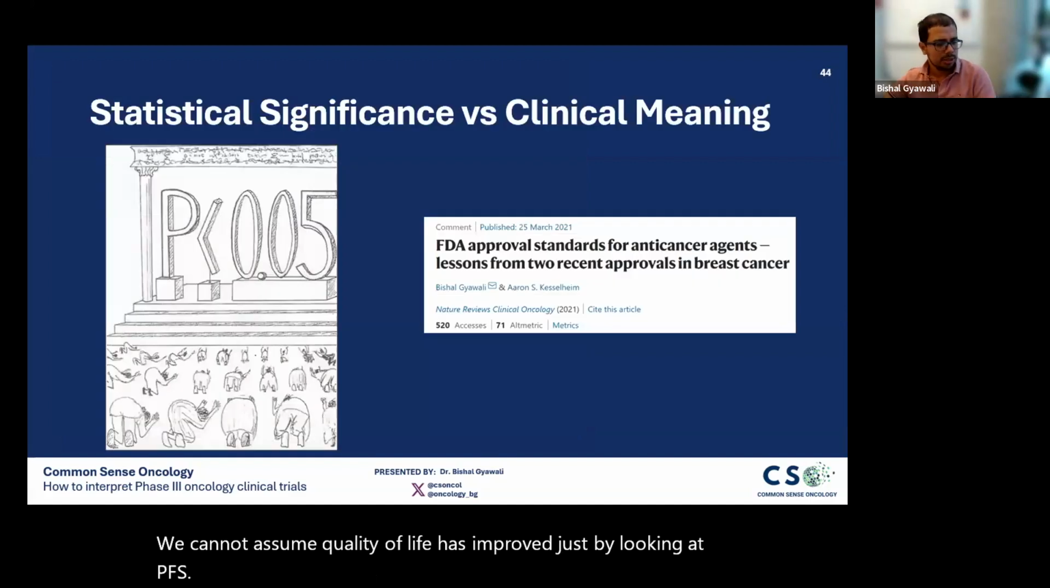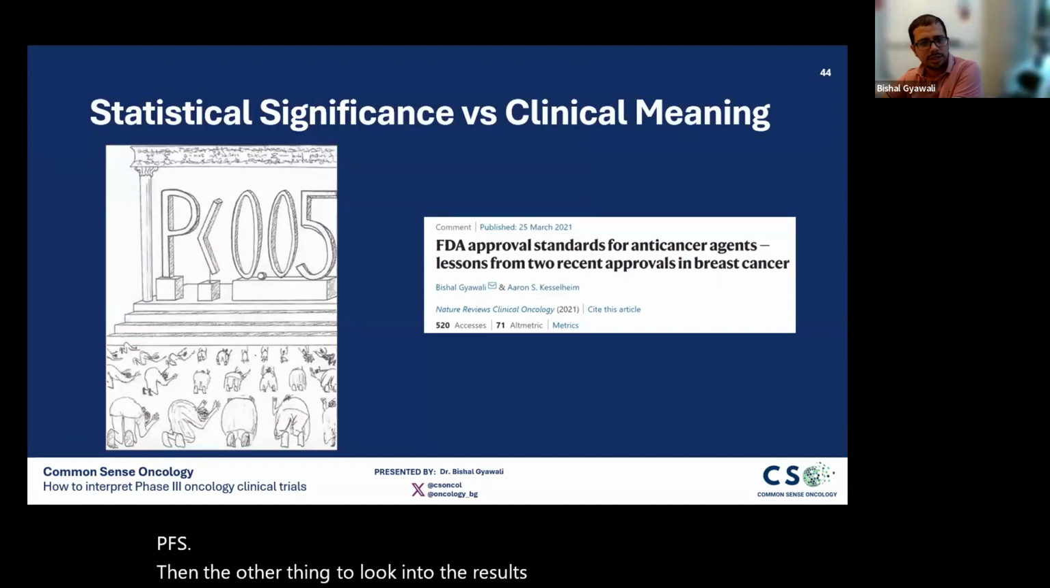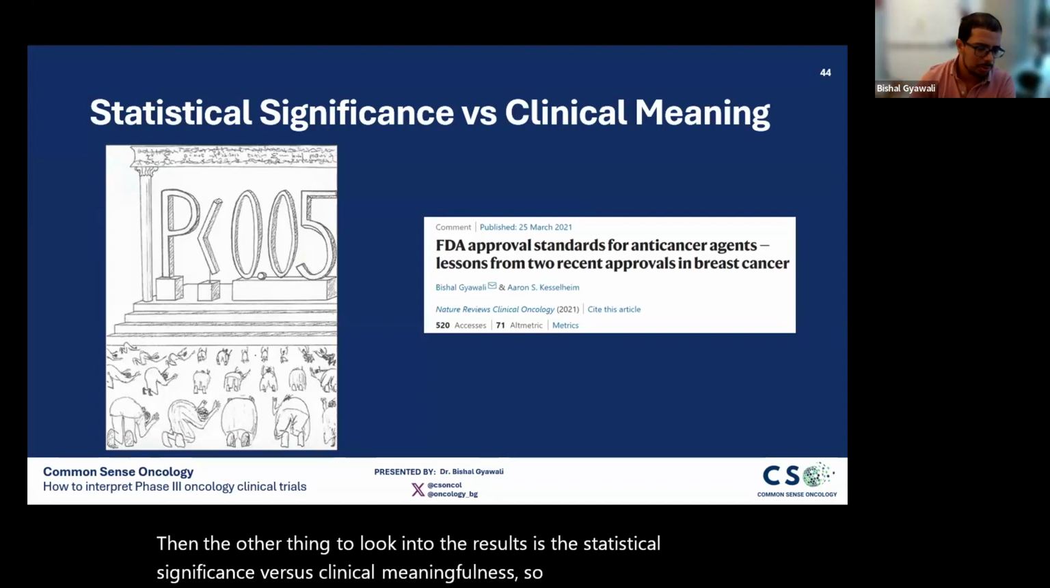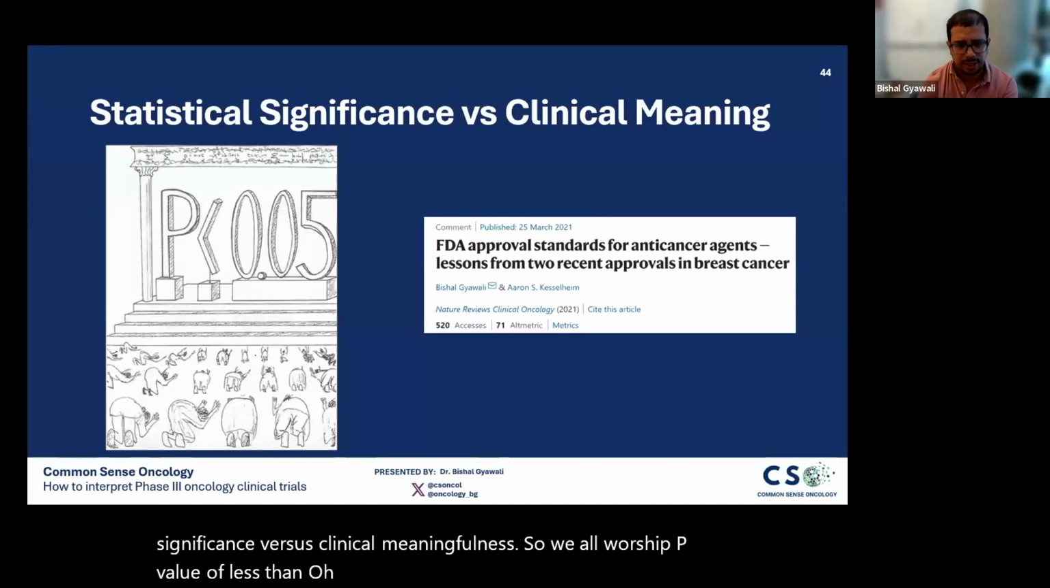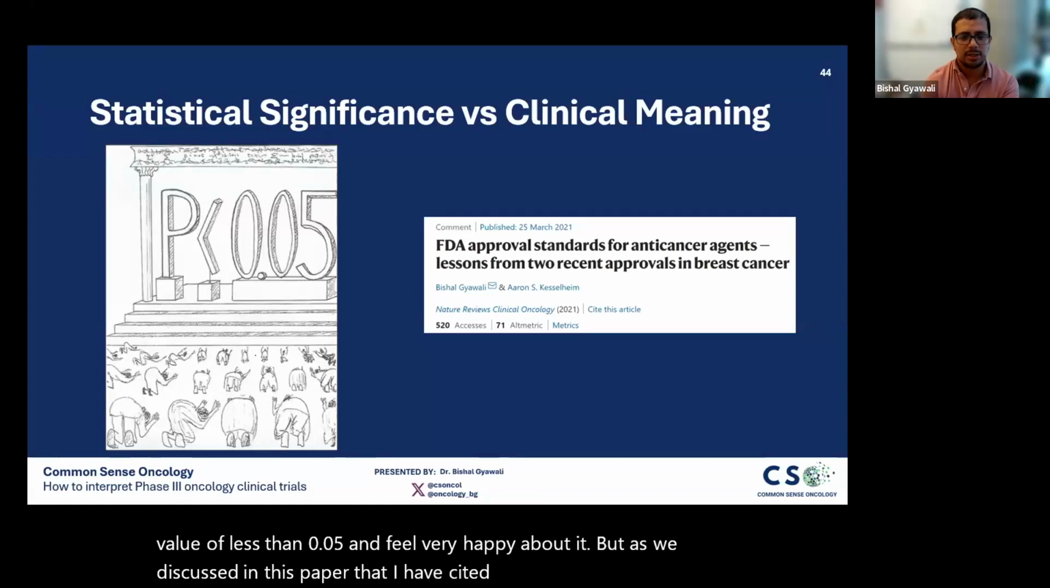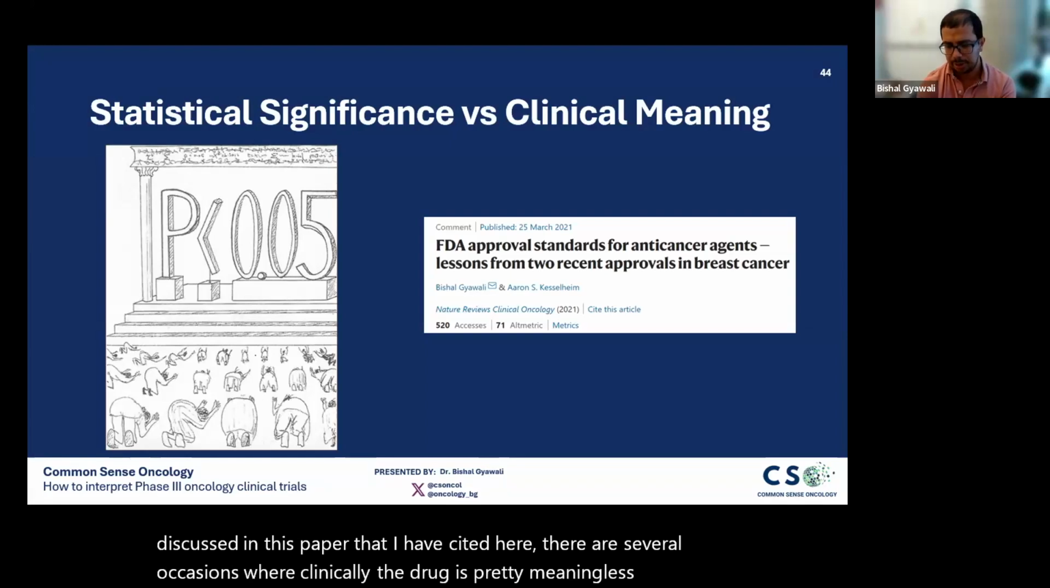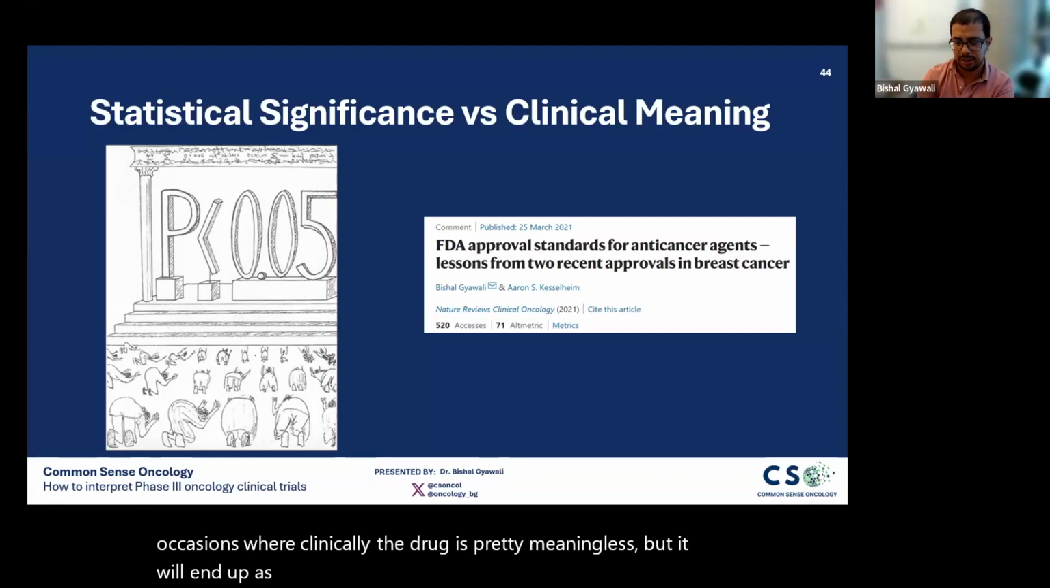Then the other thing to look into the results is the statistical significance versus clinical meaningfulness. So we all worship a p-value of less than 0.05 and feel very happy about it. But as we discuss in this paper that I have cited here, there are several occasions where the drug is clinically pretty meaningless, but it will end up as statistically significant, and we should be aware of that.